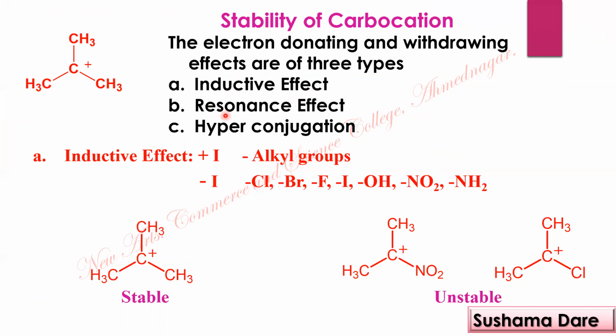The stability of carbocation depends on these factors. The first factor is inductive effect, the second is resonance effect, and the third is the hyperconjugation effect. In inductive effect, all alkyl groups show electron donating inductive effect, while groups like chloro, bromo, fluoro, iodo, hydroxy, nitro, and amino all show electron withdrawing inductive effect. You can see here that all these methyl groups show electron donating inductive effect. Therefore, this is a tertiary carbocation, which is a more stable carbocation. But these two carbocations are unstable due to the presence of electron withdrawing groups, and that group shows a minus I effect.